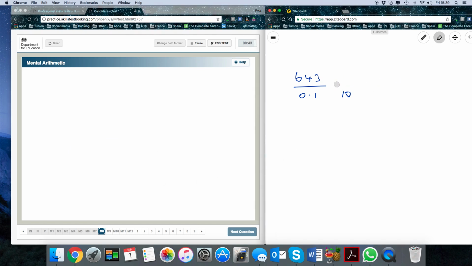In a class of 24 pupils, 3 need additional support. What fraction of the class do not need additional support? Give your answer in its lowest terms.